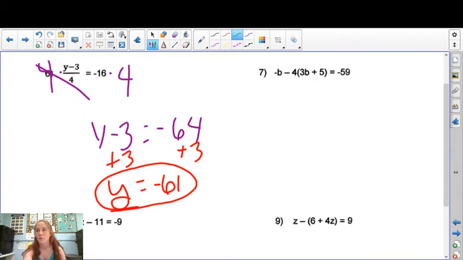Number 7, oof, got lots of stuff going on here. So we're going to undo any addition or subtraction first. So if I take a look, I'm going to get my highlighter back up for a second. If you notice, the b is being added, technically is being subtracted with the rest of this problem. So he's what I'm going to go after first. So I'm going to add b to both sides.